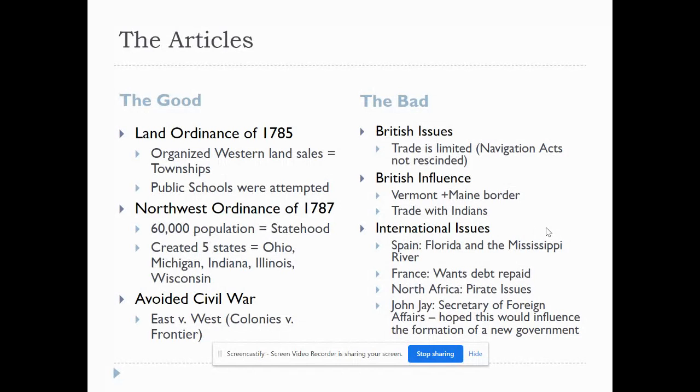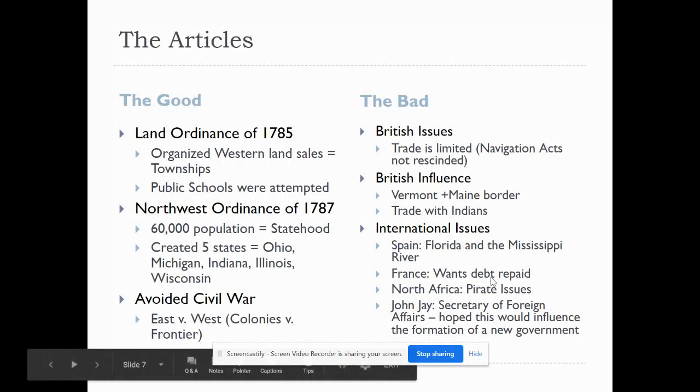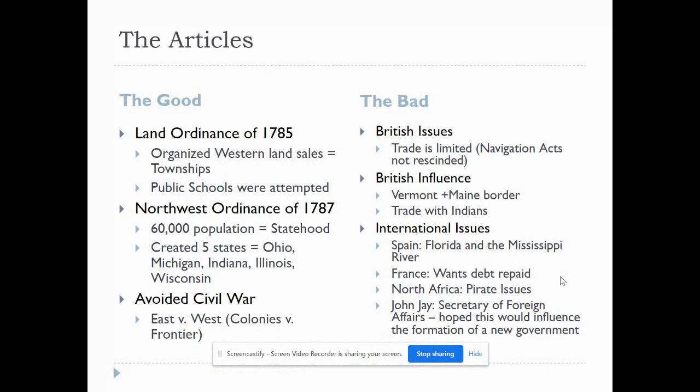The British influence, of course, is along the Vermont and Maine border. Canada is an issue. And of course, they're still trading with the natives there who are still itching for a fight over that territory. So remember, the natives were still thinking the Proclamation Line of 1763 guaranteed them the Western territory. So as the expansion starts happening to the west, we are having native issues all along the frontier. And of course, there are some international issues with Spain, Florida, and the Mississippi River to the south. France wants their debt repaid fairly quickly, especially as they start to descend into their own revolution in the late 1780s. North Africa, we have some pirate issues.